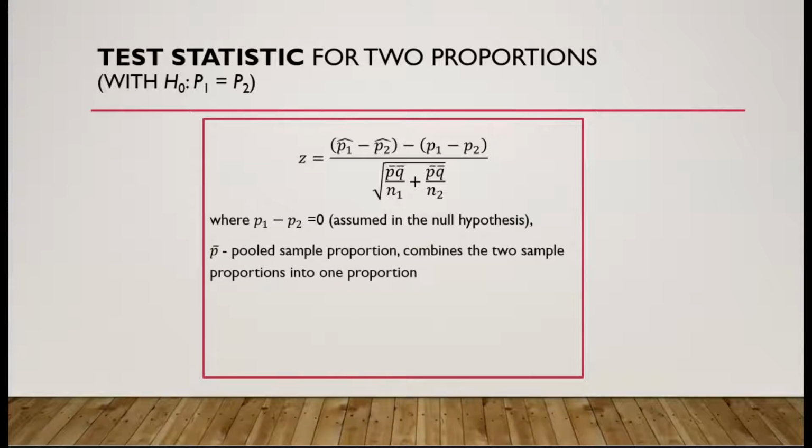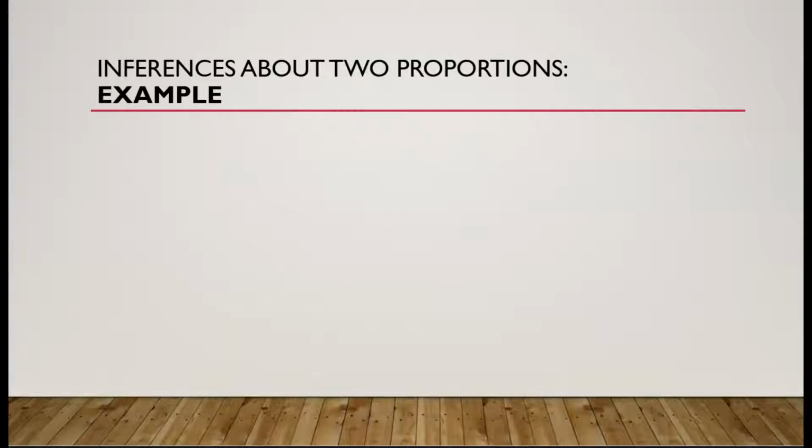And p bar is a pooled sample proportion that combines two sample proportions into one proportion and can be found by the formula x1 plus x2 divided by n1 plus n2. And q bar is equal to 1 minus p bar. Now let's read the example.